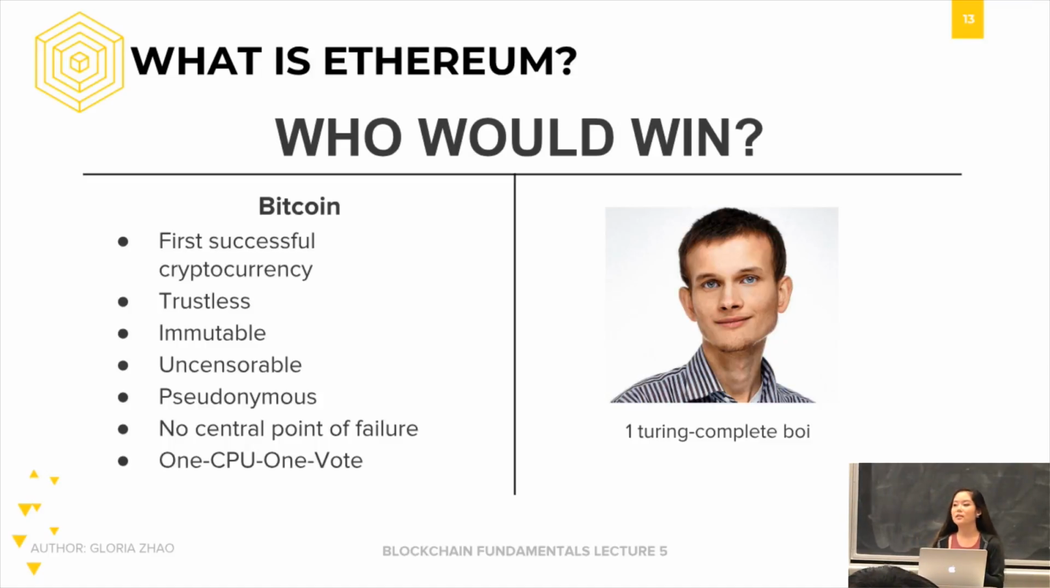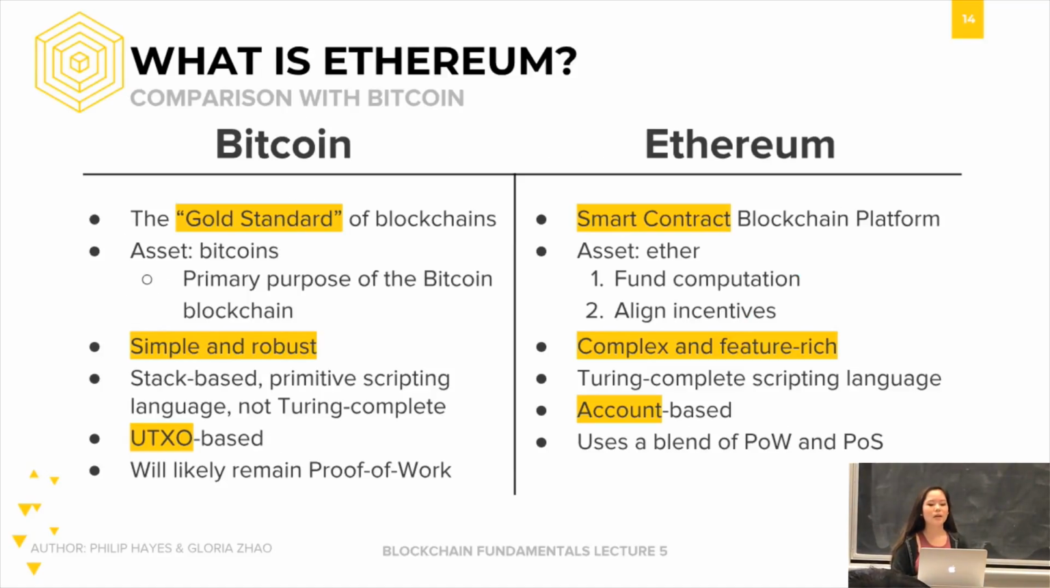So what Vitalik did was like, all right, I'll make my own thing. And that's how we have Ethereum. So let's compare and contrast Ethereum and Bitcoin for a second. Like I said, Bitcoin is considered the gold standard of blockchains. It is the vanilla flavor. It's the most basic one. It's very simple, very robust, and because it doesn't do very many things, not very many things can go wrong.